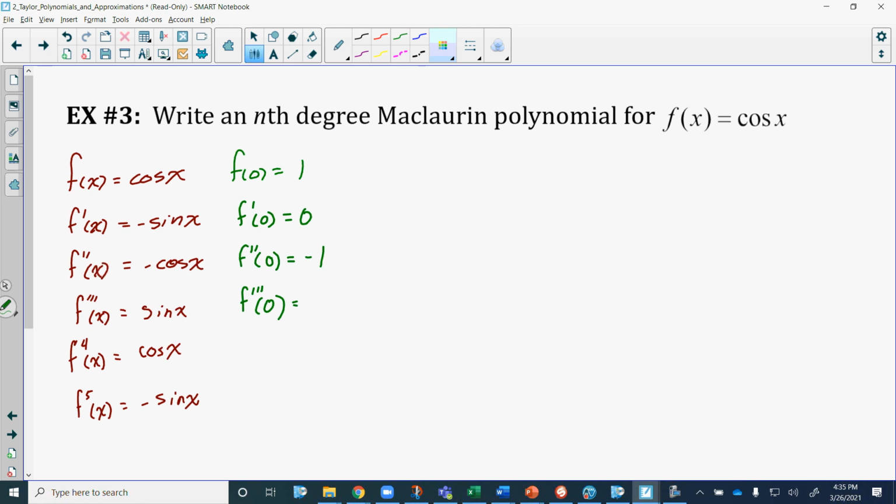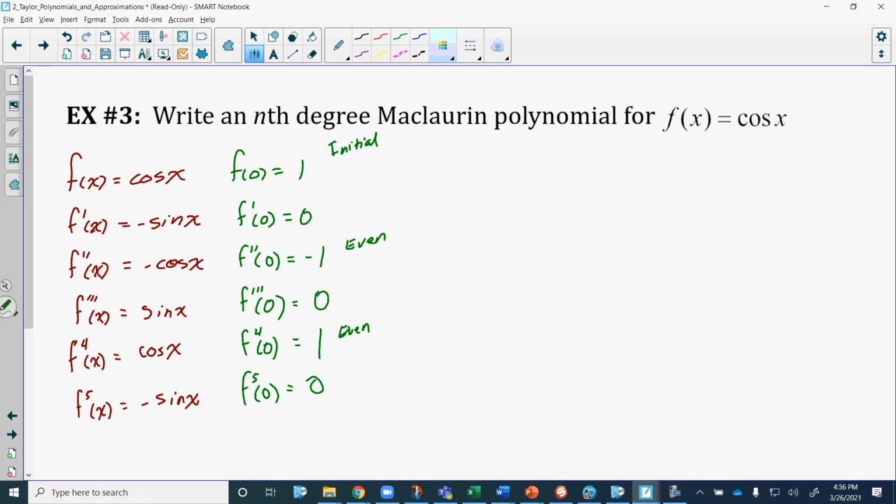Sine of 0 puts me back at 0. Cosine of 0 puts me back at 1. And negative sine of 0 is still 0. So in this case, what we're going to be looking at is the initial term, and the even degreed parts of the polynomial when we put it together.